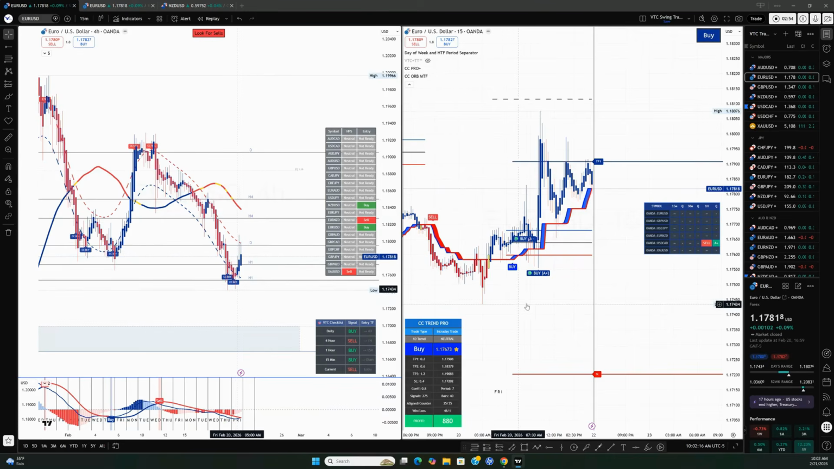Okay, so looking at the 15-minute time frame, what am I looking for? When I turn on the CC Trend Pro, I'm looking for price to be above these moving averages here. Okay, since price is above these moving averages, this makes it an A+ setup because the trend is what we're looking to follow. Okay, so the trend obviously on the 15-minute time frame was bullish, so that's the direction that we want to trade in.